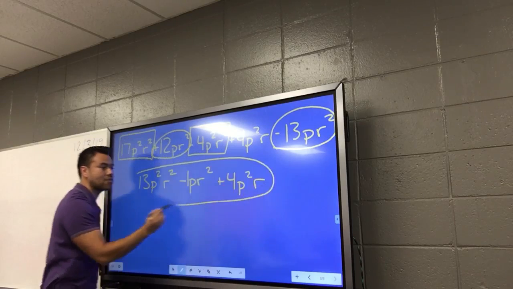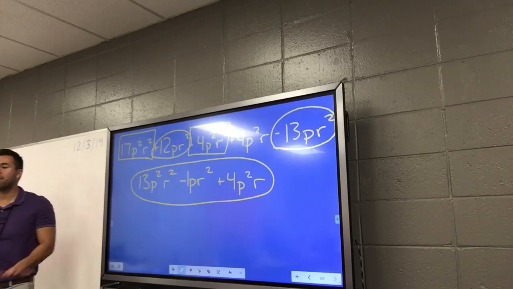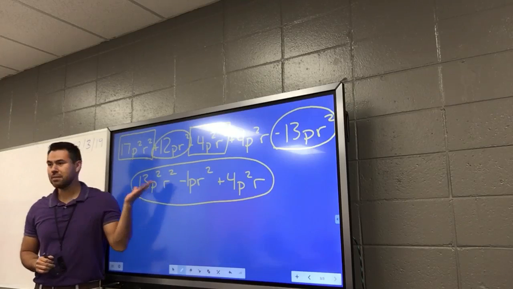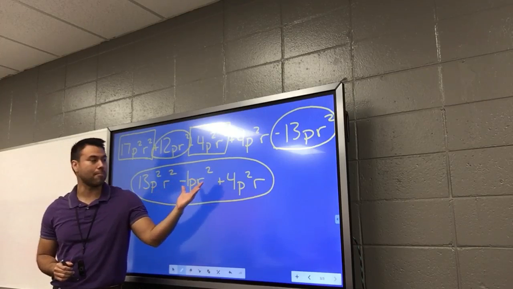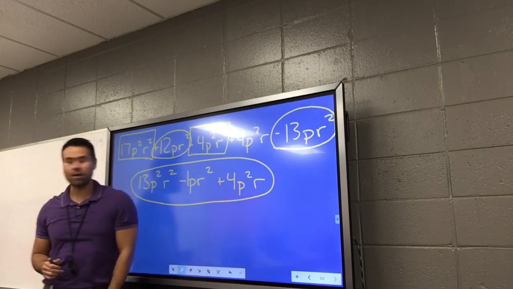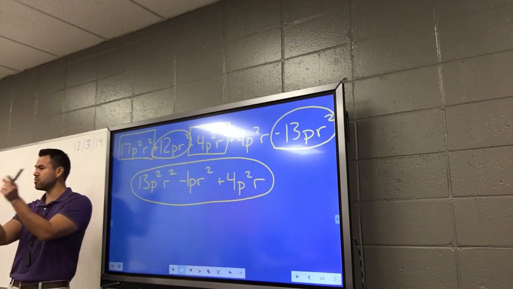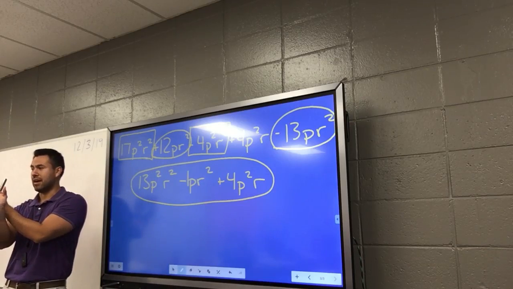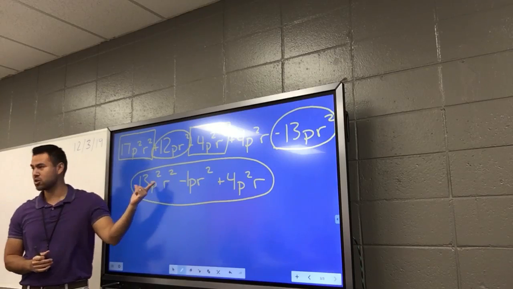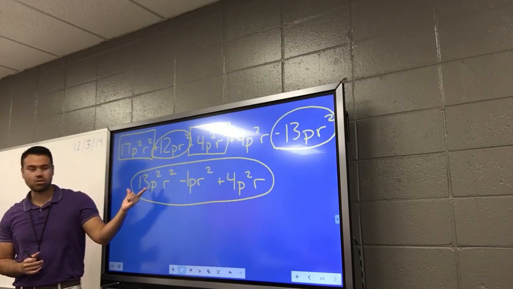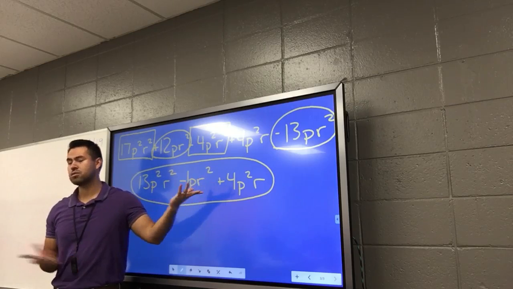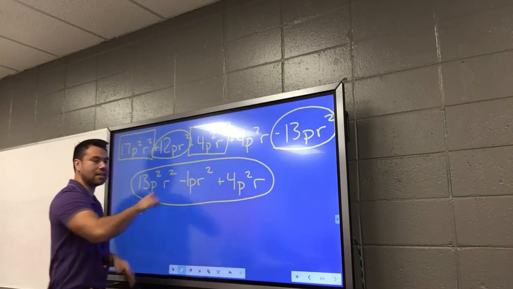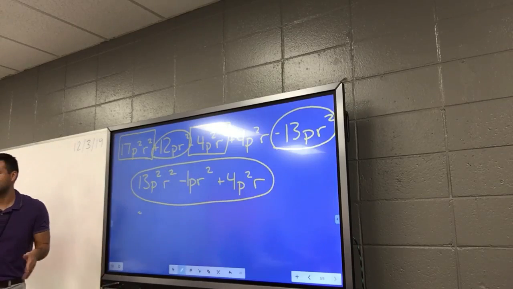It didn't have to look like this. How many of you have it 13p squared r squared plus 4p squared r minus 1p r squared? You switch terms around. Are you allowed to do that? Yeah. Did anyone not have this first? It's usually common. Did anyone not have this second? You just reverse those. As long as this is positive, that's negative, it's fine. We like that.